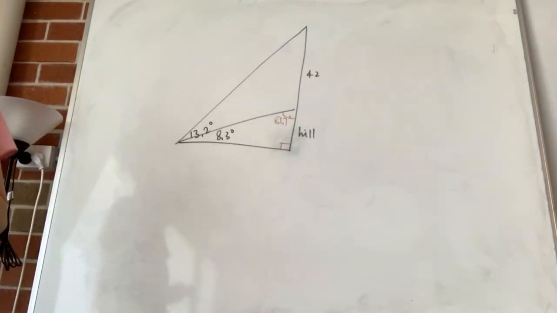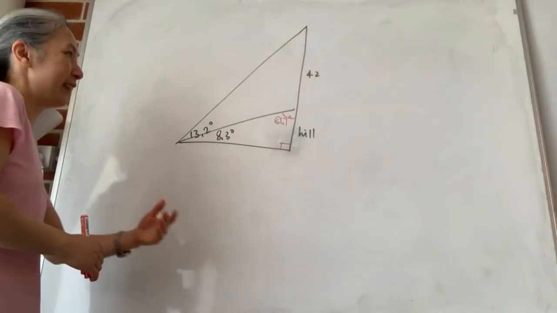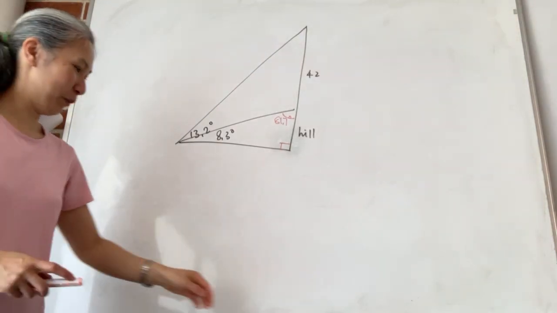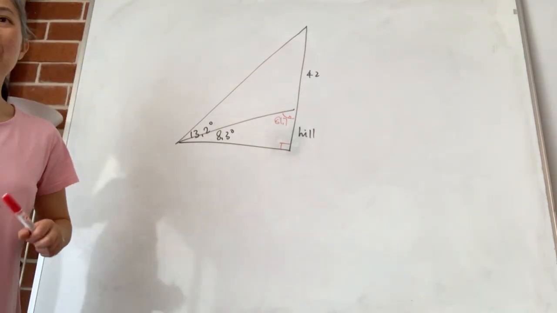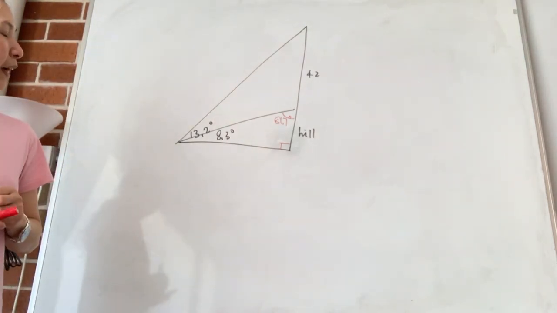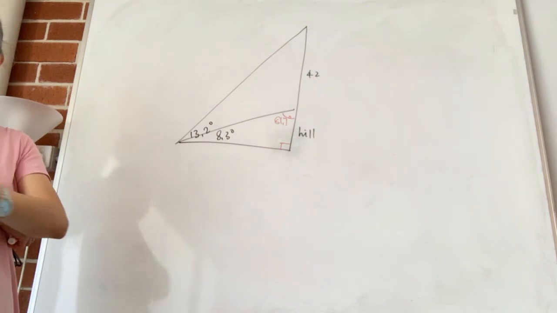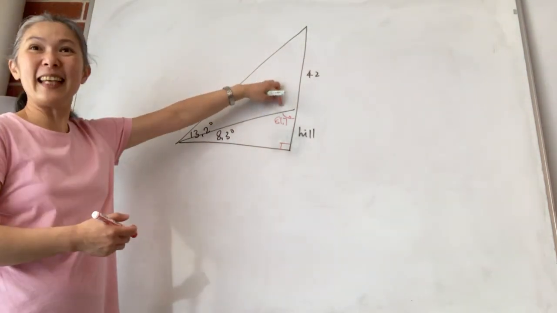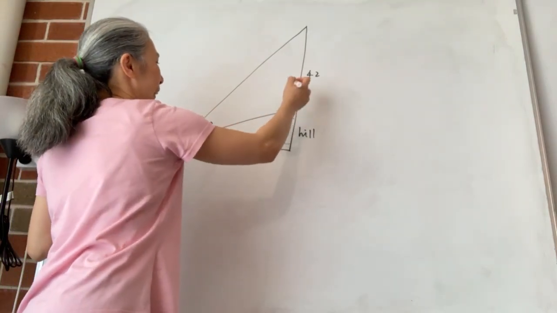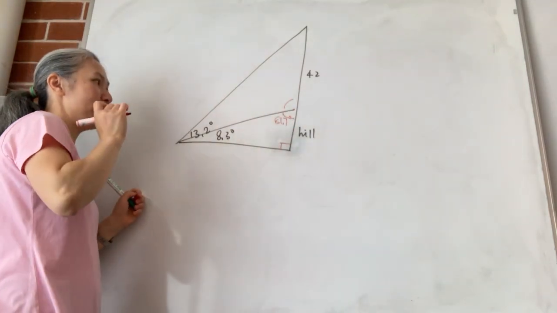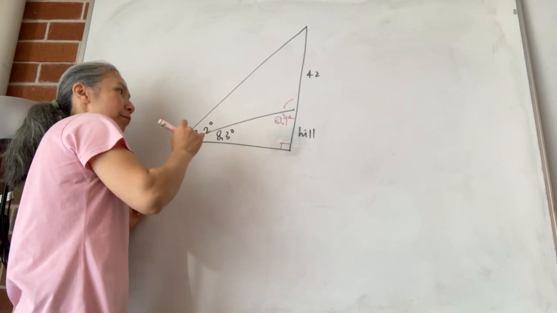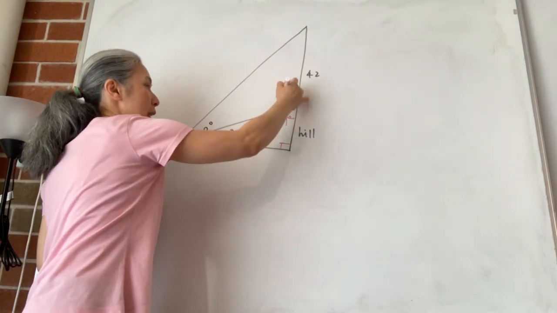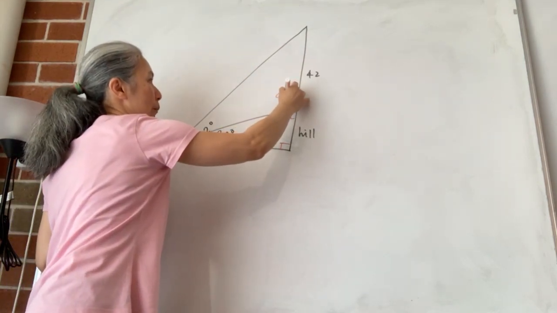And then keep finding more. The next angle. We have more. You can find the angle on the other side. This one? 81.7. What would that be? 180 minus 81.7, which is going to give you 98.3 degrees.